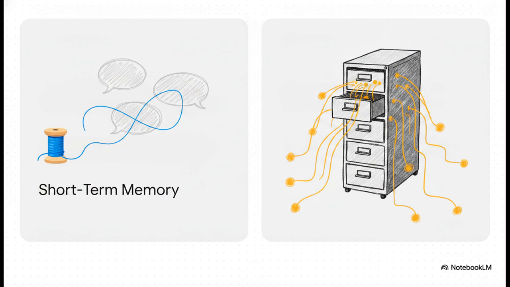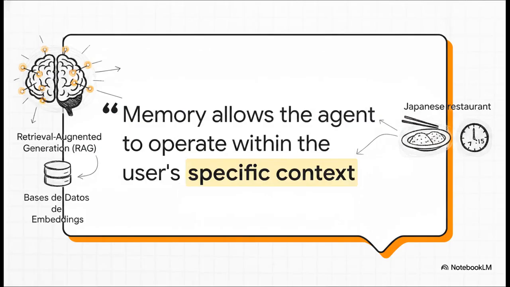First, we use thread IDs to manage short-term memory. This groups consecutive API calls into a single session context, allowing the agent to maintain the flow of an immediate conversation. But for true long-term contextual persistence, we use embeddings databases. This allows the agent to permanently store user preferences, historical interactions, and environmental context across entirely different sessions. This is a massive game changer for the user experience.